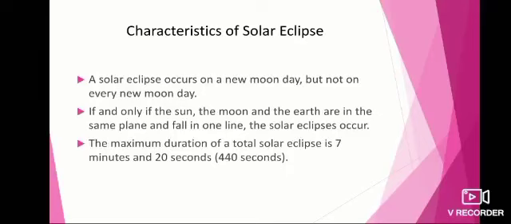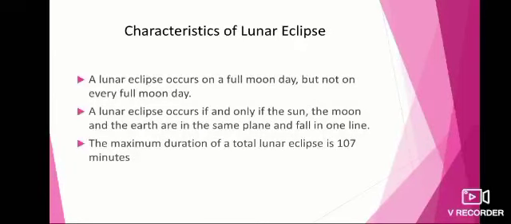Characteristics of solar eclipse. A solar eclipse occurs on a new moon day, but not on every new moon day. If and only if the sun, the moon, and the earth are in the same plane and fall in one line, the solar eclipse occurs. The maximum duration of a total solar eclipse is 7 minutes and 20 seconds, 440 seconds.